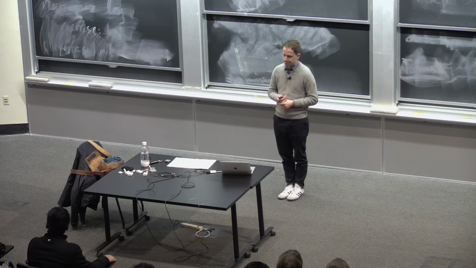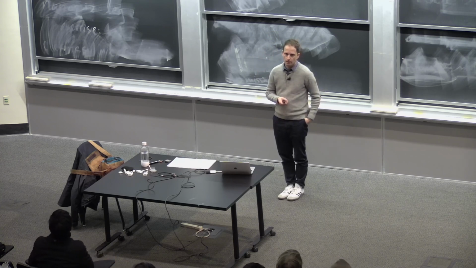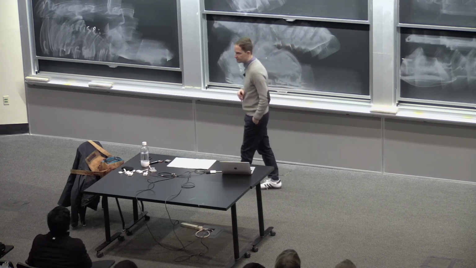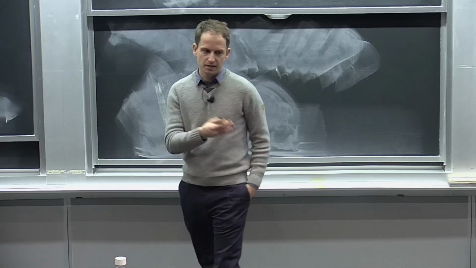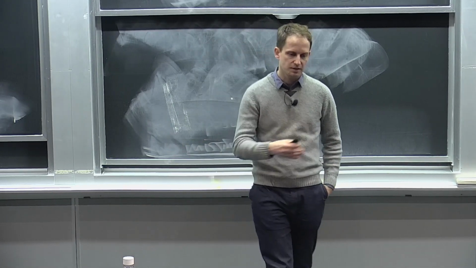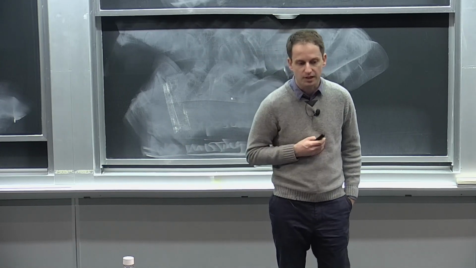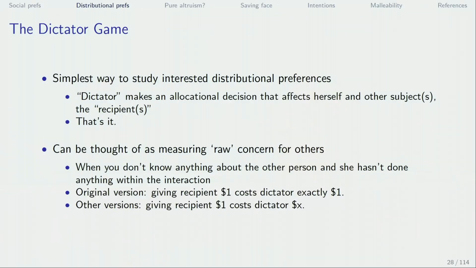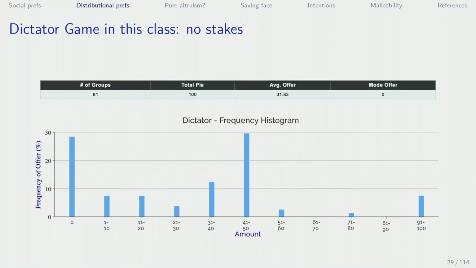Any questions on that? So we're going to start with this and see how far we can get with distributional preferences, what kinds of things can be explained, and then we're going to move towards saving face or social image types of concerns. So the Dictator Game, I already explained to you what it looks like.